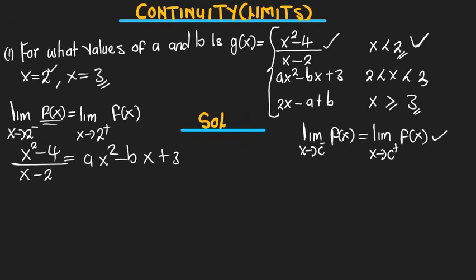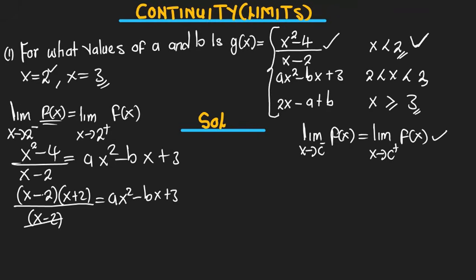Now notice that the top part, you can change it in this way. When you factorize, this side you're going to have ax to the power 2 minus bx plus 3. So this and this can cancel. Then you're going to have x plus 2 is equal to ax to the power 2 minus bx plus 3.